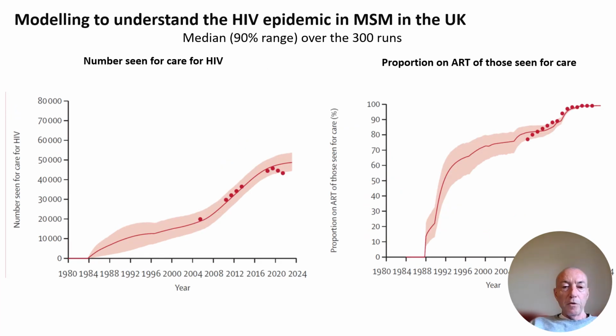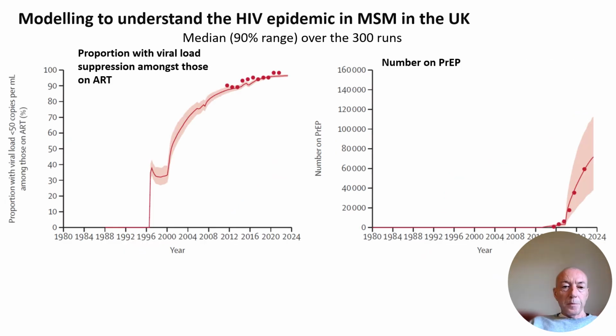And then a couple of other examples for the data fit. The number of people seen for care for HIV on the left, and then the proportion on antiretroviral treatment of those seen for care on the right. And lastly, the proportion with viral load suppression amongst those on ART on the left, and the number on PrEP on the right.